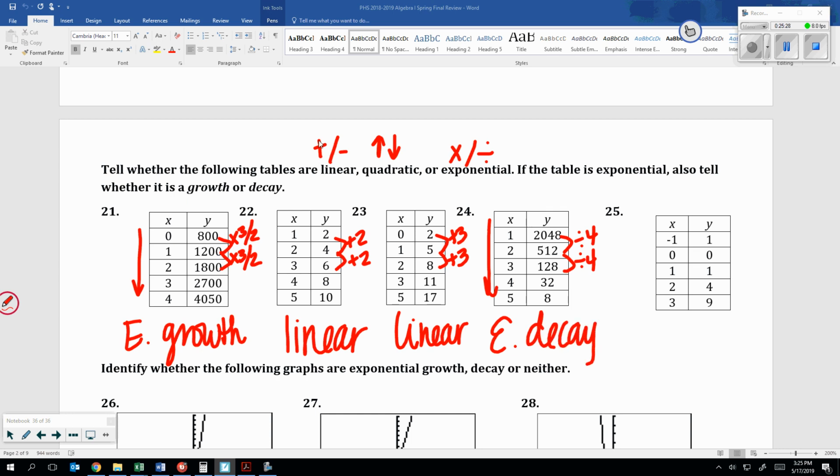This is what I'm talking about up and down. So if we go from 1 to 0, we're going down in numbers, we're going down 1. But if we go from 0 to 1, we're going up. We continue to go back up. So we've changed directions, which means that it's going to be a quadratic.